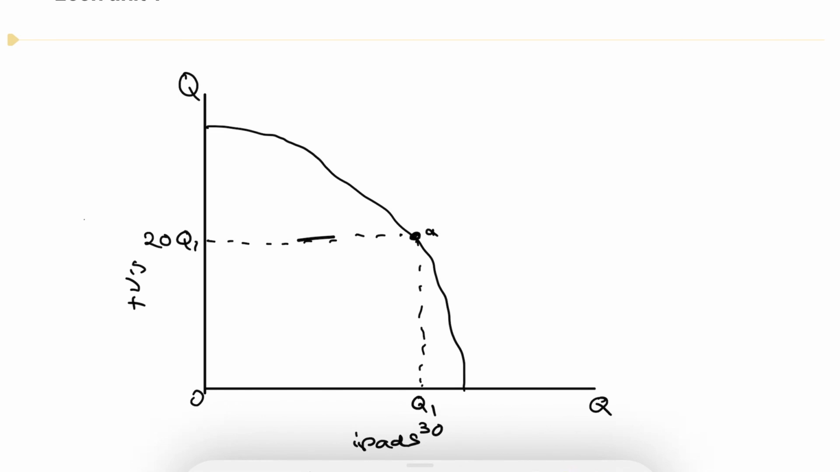Let's say the demand for TV rises. So we want to increase the amount of TVs produced, okay? So let's say we have 40 at Q2. We can draw out this and we can bring it down.